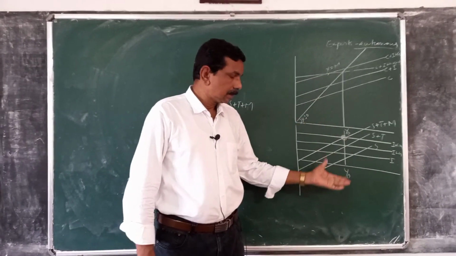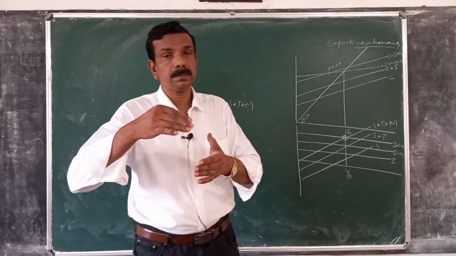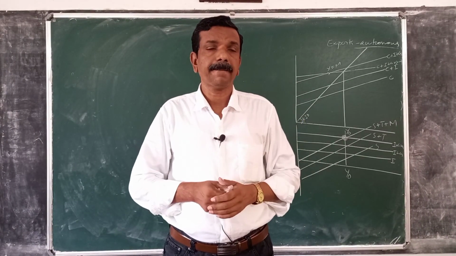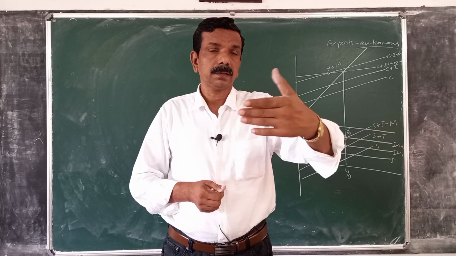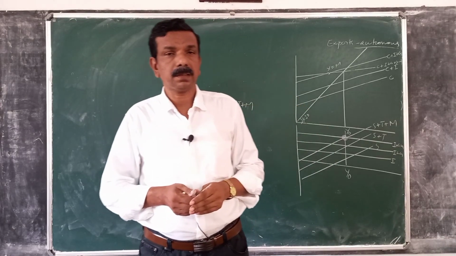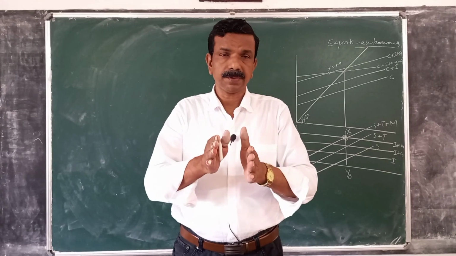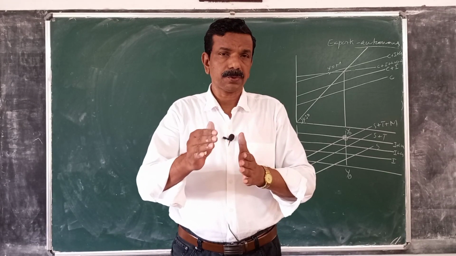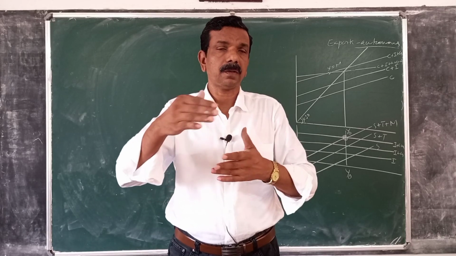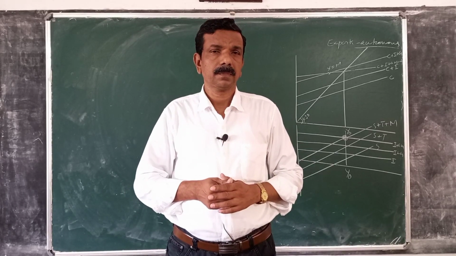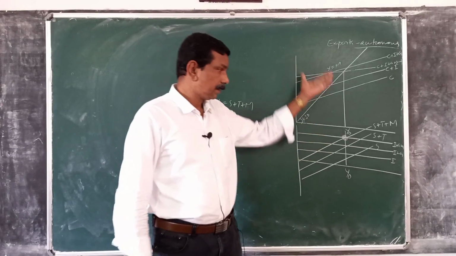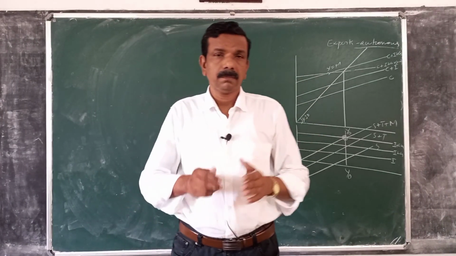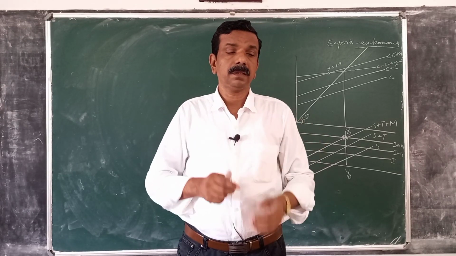So, this is equilibrium level of income and output determination in a four-sector economy consisting of business firms, government, consumers or households, and foreign sector. This is a very simple model. It is based on many simplifying assumptions.